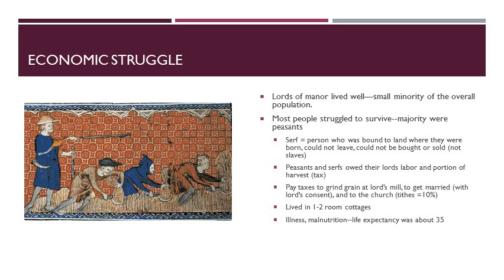Peasants and serfs owed their lords labor and a portion of their harvest, which they paid in as a tax. They also had to pay taxes to grind their grain at the lord's mill, to get married, and they could only do that with the lord's consent, and they had to pay 10% of their overall income in tithes to the church.